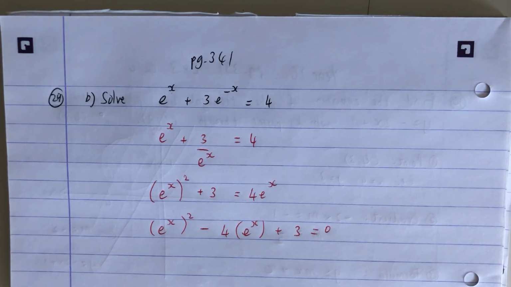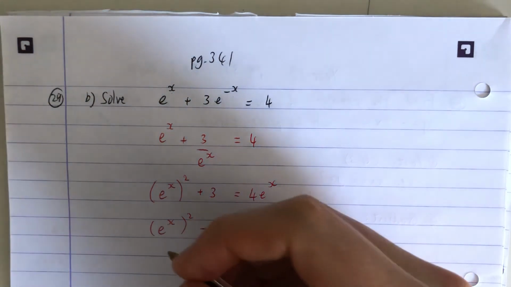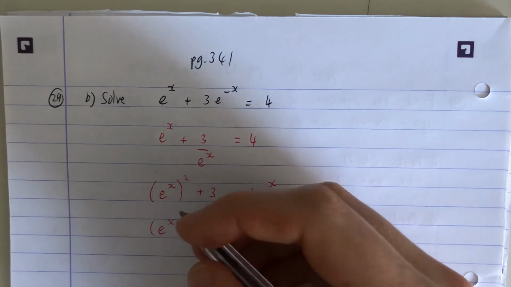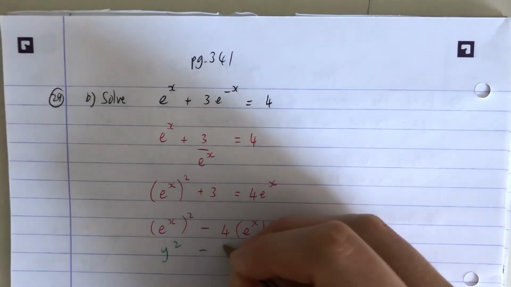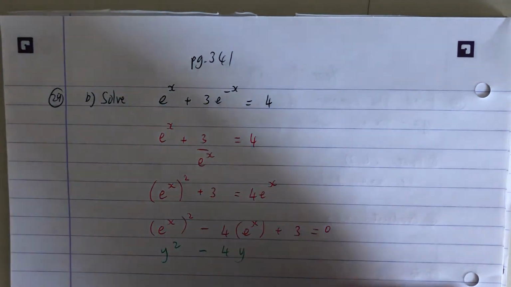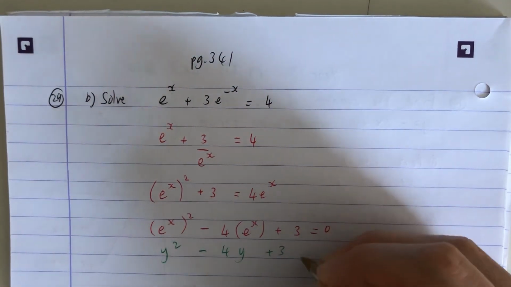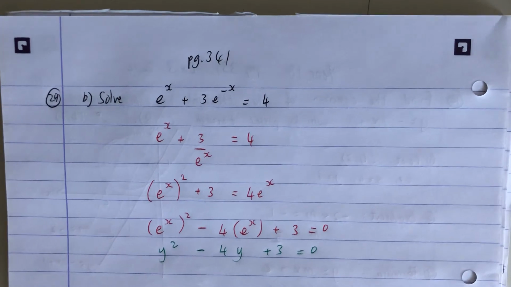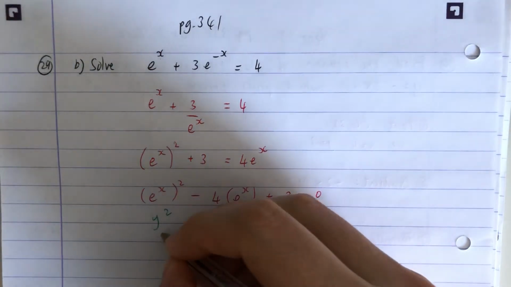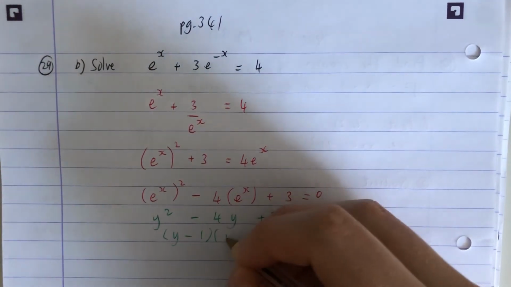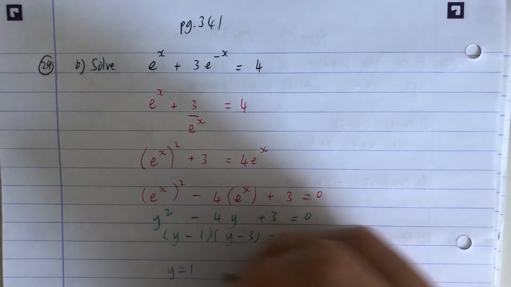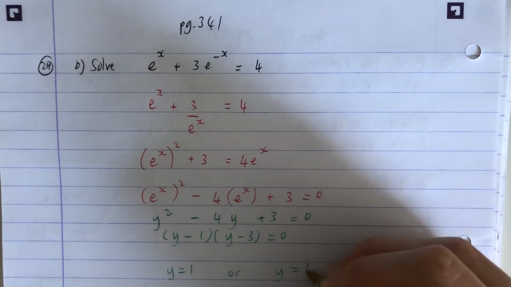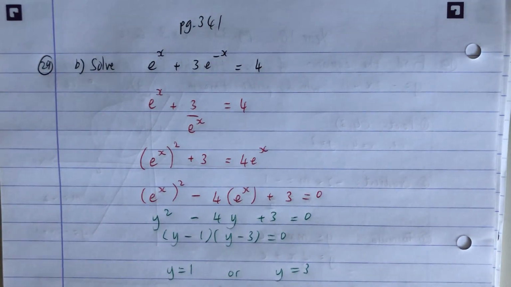If you replace e to the x with any letter you like, maybe apart from e or x, not to confuse things, so I'm going to replace them with y, you'd get the quadratic y squared subtract 4y plus 3 is equal to 0. Solve the quadratic to give two potential answers for y, which is y is 1 or y is equal to 3.